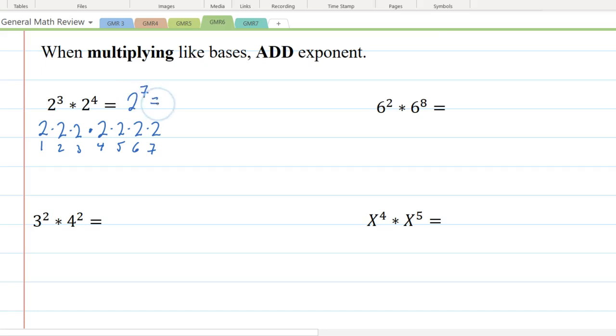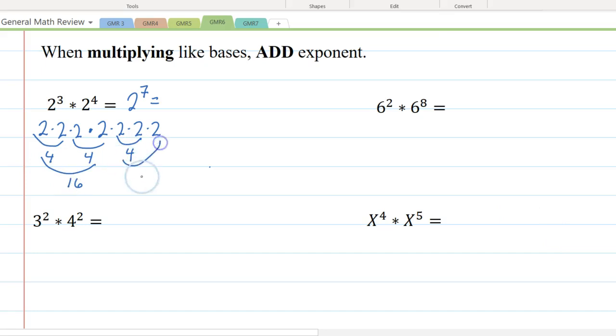Now, if I actually want to know what that is, I can go through and multiply those. 2 times 2 is 4. 2 times 2 is 4. 2 times 2 is 4. 4 times 4 is 16. 4 times 2 is 8. 8 times 16 is 128. So our answer is 2 to the 7th power, which is equal to 128. Your book will usually want 128, the whole number, if we're dealing with small numbers like 2, even with that big exponent.